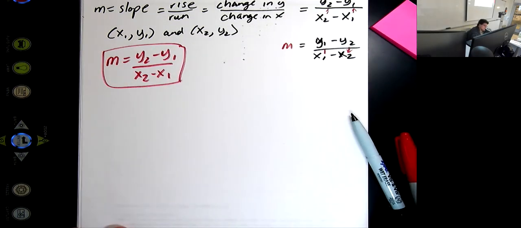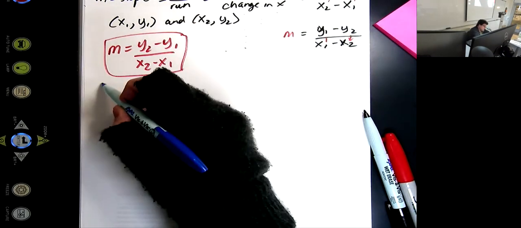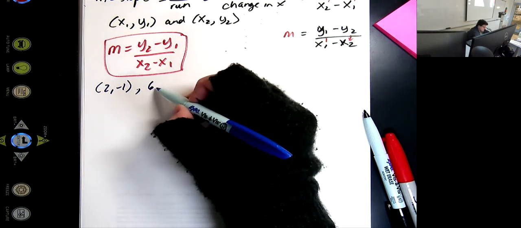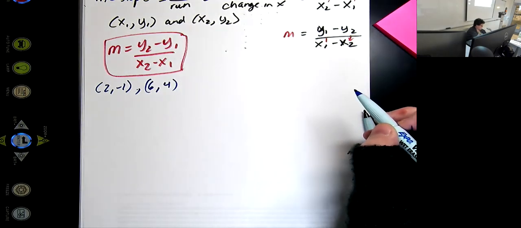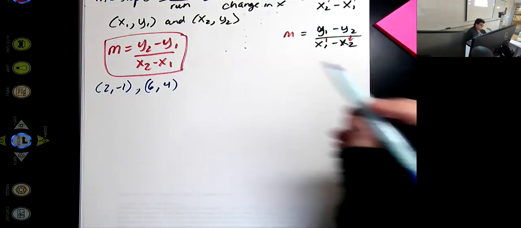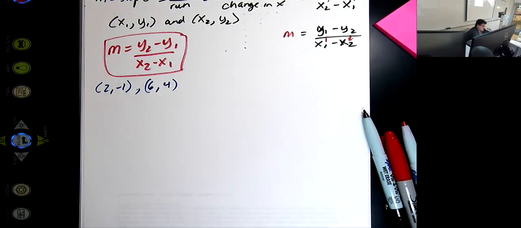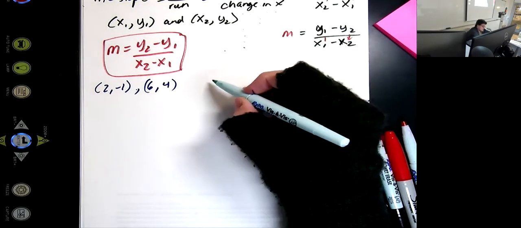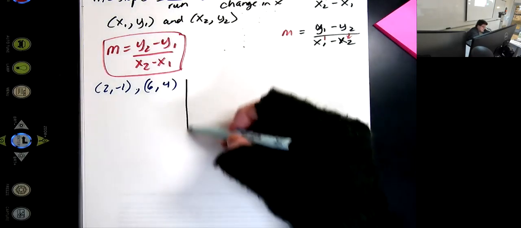So let's do a couple test scenarios. Let's find the slope for each of these. And you know what? This.